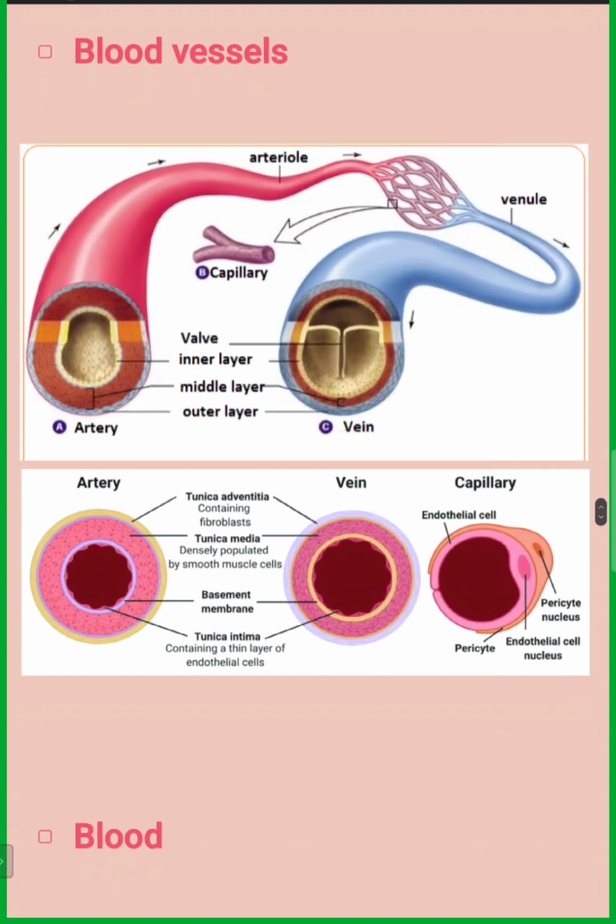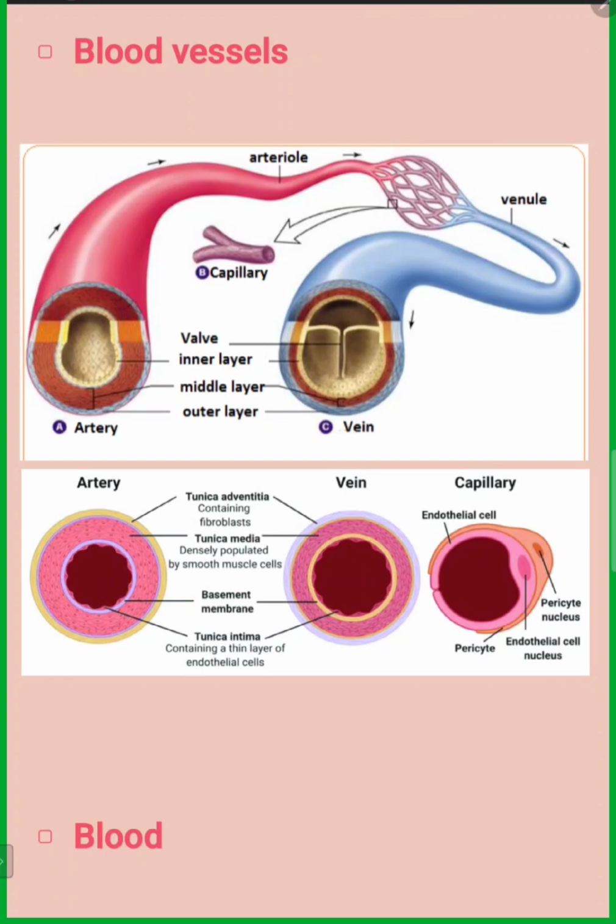Then let's move to the second component of the circulatory system. It is blood vessels. As you can see in this figure, there are three types of blood vessels: arteries, veins, and capillaries. There are some differences between these three. The artery wall is thick and the vein wall is less thick than the artery wall, and the capillaries have single cell layer thickness. It has the least thickness.